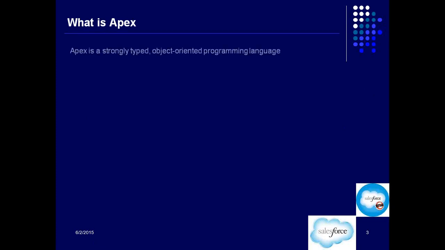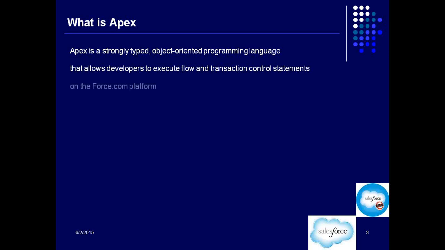What is Apex? Apex is a strongly typed object-oriented programming language. All right, so it's a strongly typed object-oriented programming language that allows developers to execute flow and transaction control statements. So this allows you to execute the transaction control statements on the force.com platform. So basically a programming language which is strongly typed, and it's object-oriented, and it allows you to write your own logics on the force.com platform, right? It's native to the force.com platform.